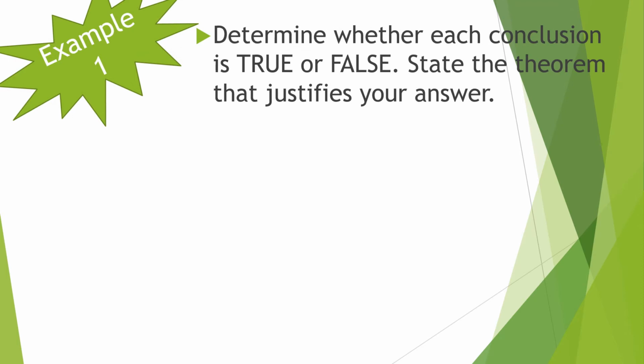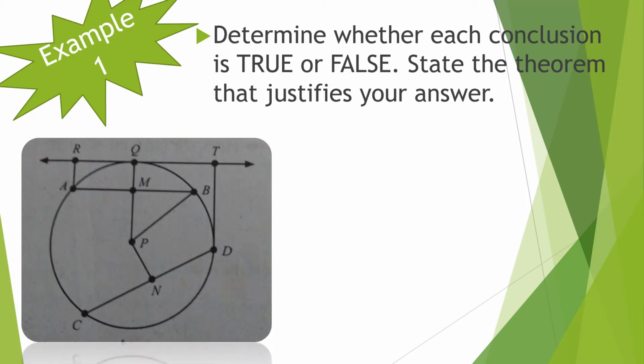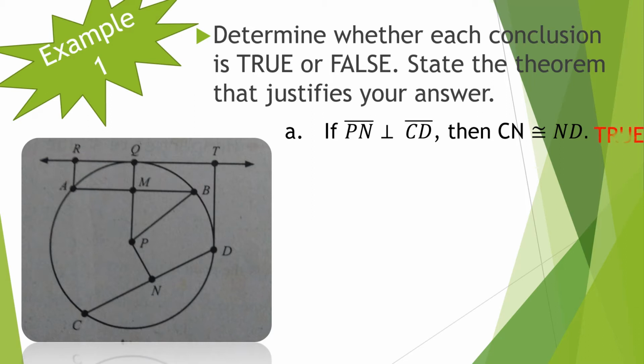Okay, let's proceed to example number 1. Determine whether its conclusion is true or false. State a theorem that justifies your answer. Supposedly, this is the figure, circle P. So, first, if line segment PN is perpendicular to line segment CD, then CN is congruent to ND. That is true because according to theorem number 1, the perpendicular segment drawn from the center of a circle to a chord bisects the chord. So CN and ND are equal.